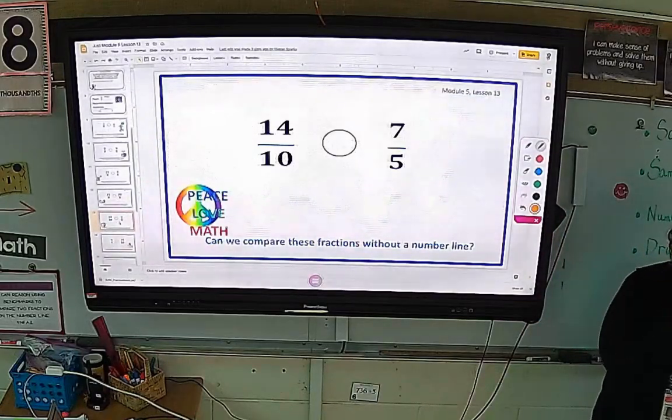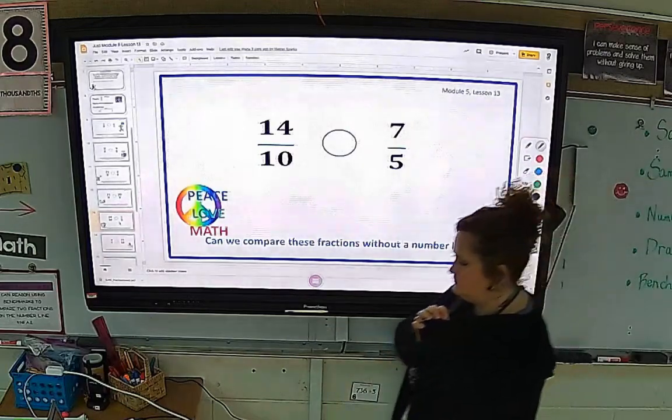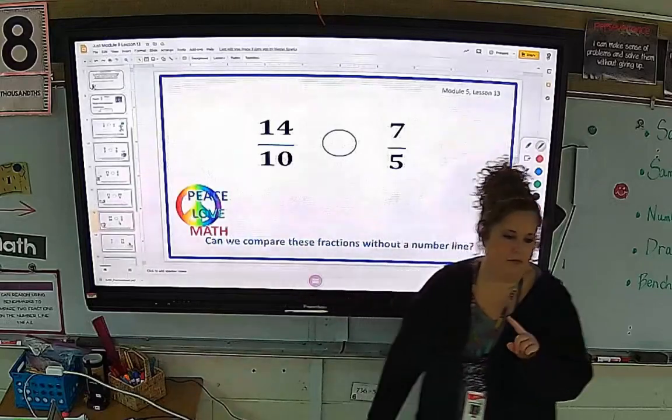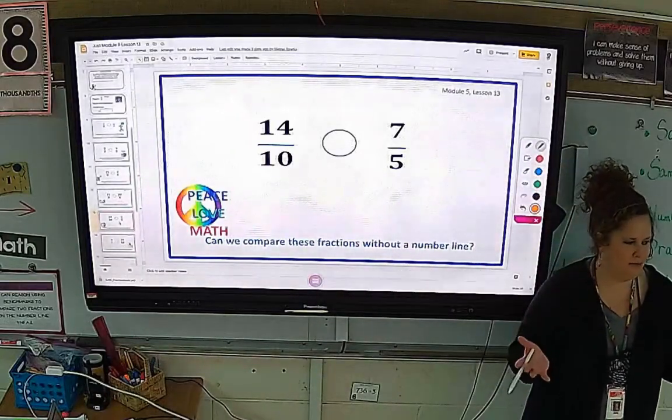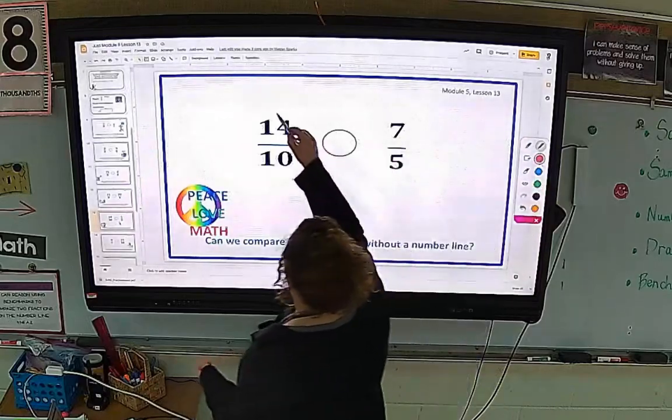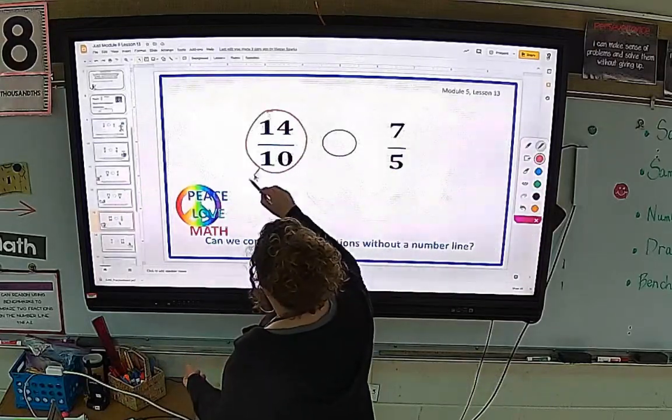Let's think about these. Okay. We're going to reason through them, but we still got to know how big our pieces are. So we're still going to do that number bond. That's something we're going to do a lot of.